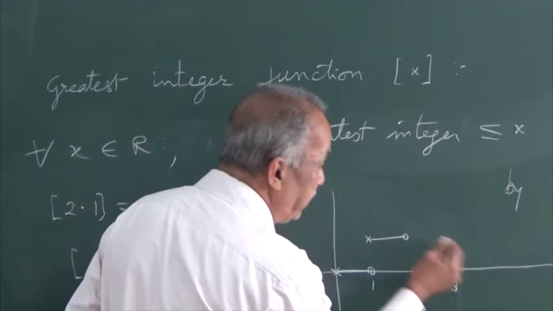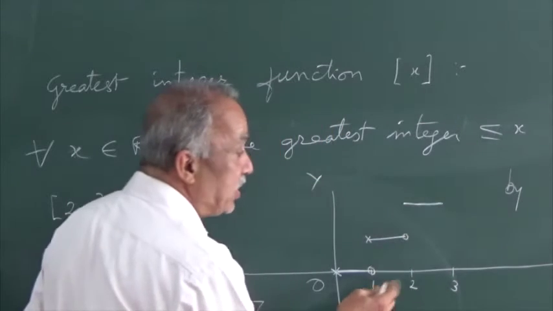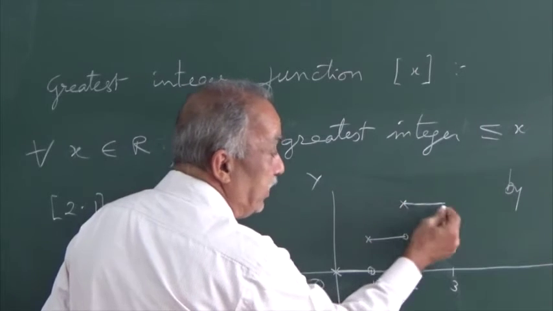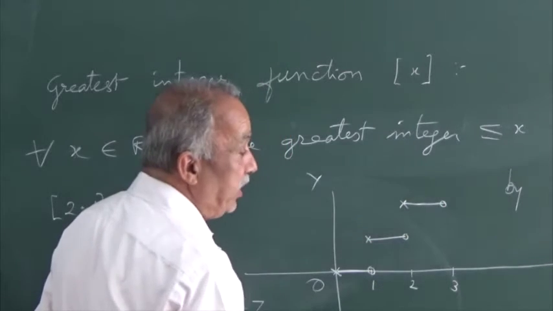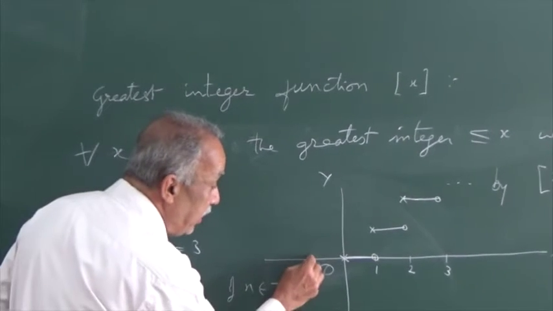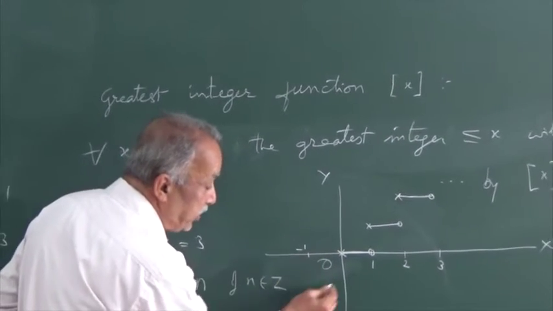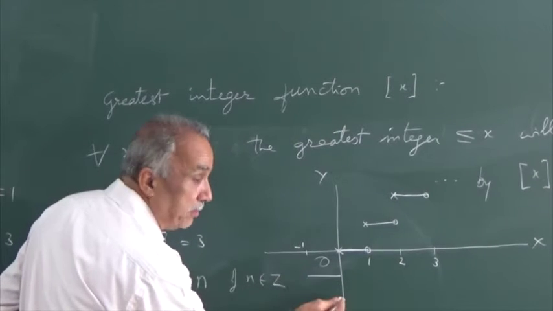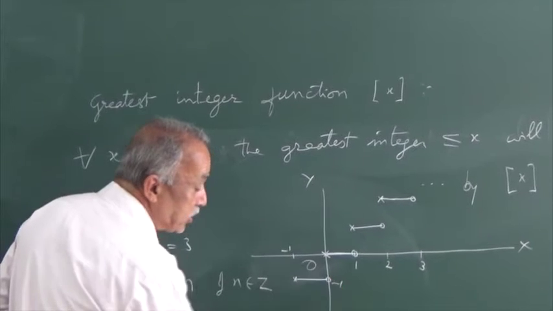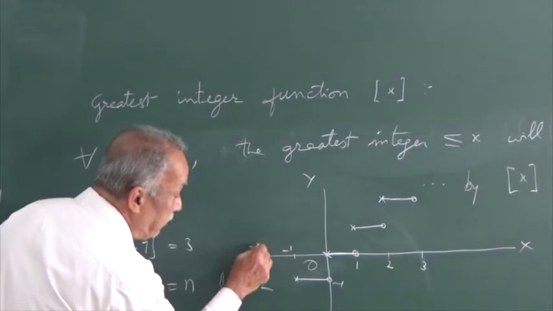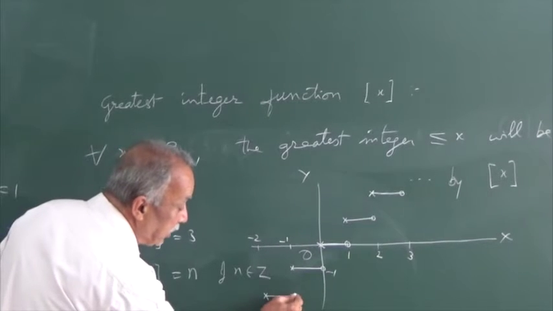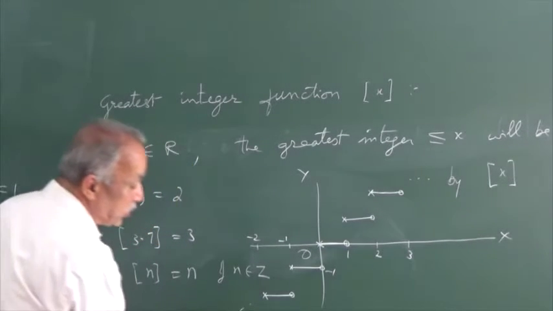Similarly, between 2 and 3, I will be obtaining a line segment at a height of 2 units above the x-axis with left hand point included, right hand point excluded, and so on. On the left side of the y-axis, for numbers between minus 1 and 0, we are getting integer part minus 1. Again, left hand point included, right hand point excluded. For numbers between minus 2 and minus 1, integer part is minus 2, left hand point included, right hand point excluded, and so on.